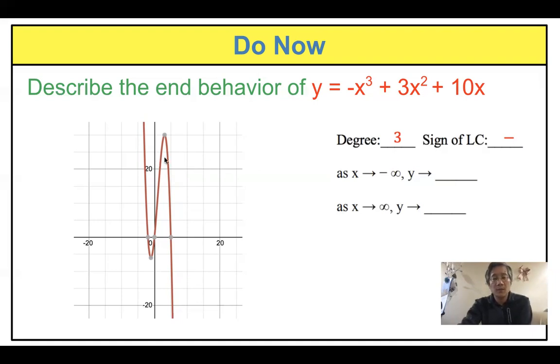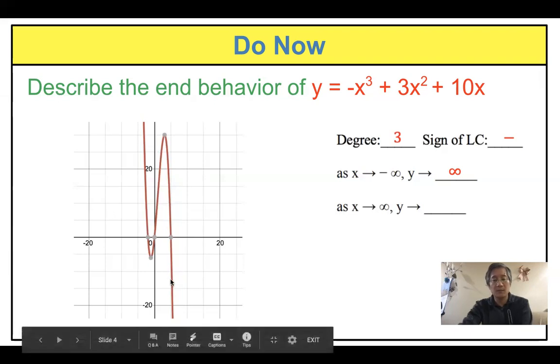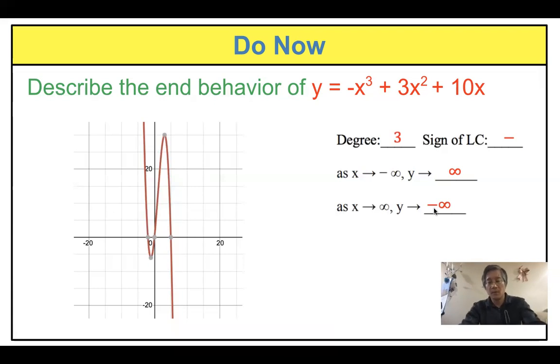Then we know that when x goes to negative infinity, it means when x decreases, what happened to y? When x goes this way, the function goes up. It means y goes to the positive infinity. And then what happened when x increases? When x goes to the positive infinity, y goes down. It means y decreases, right? So y goes to the negative infinity. Does everybody understand? It's easy. All right.